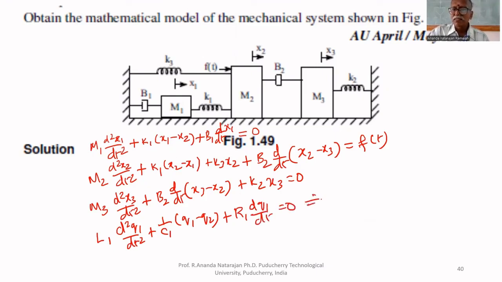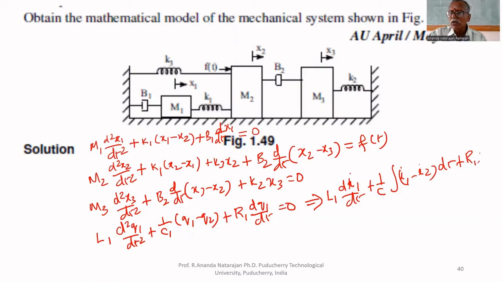This can be written as L1 di1 upon dt plus 1 by c1 integral of (I1 minus I2) dt plus R1 I1 equal to 0, since dq1 by dt is I1.